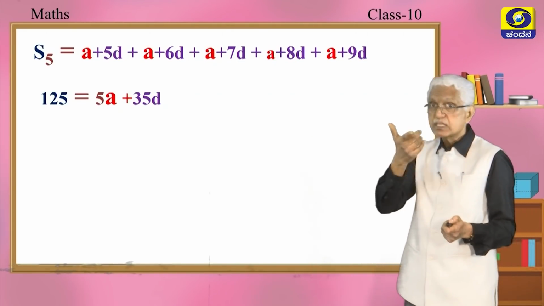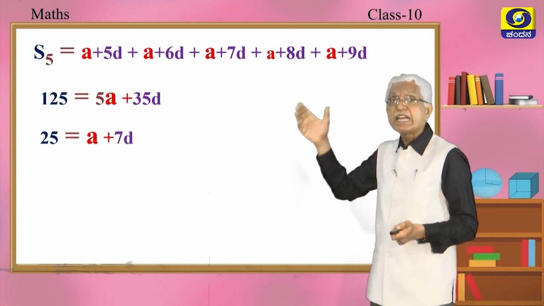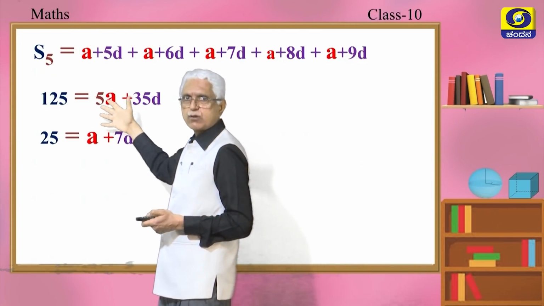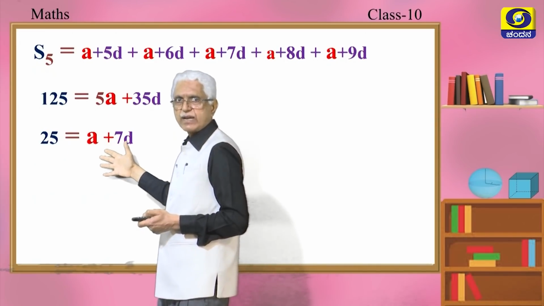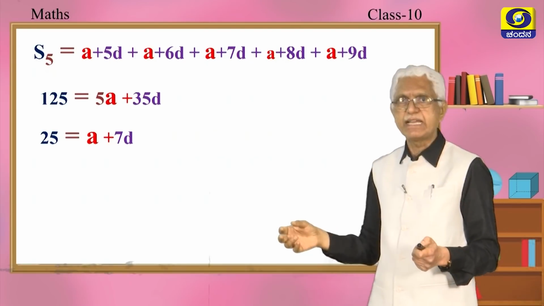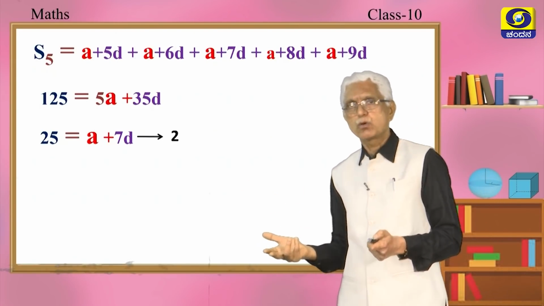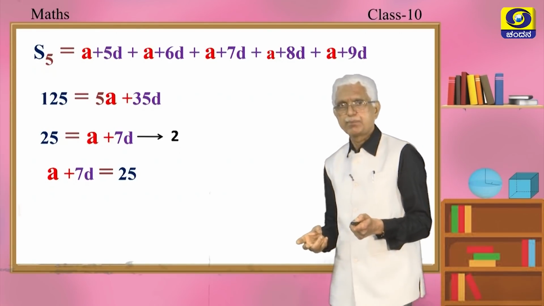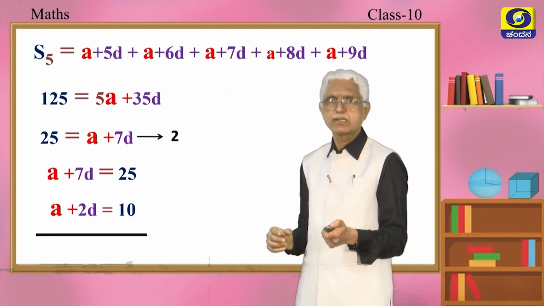Here again the same kind of simplification is being carried out. You had 125 is equal to 5A plus 35D, correct? 5 25s are, 5 1s are, 5 7s are, 25 is equal to A plus 7D. Call this equation number 2. So, you got a pair of linear equations, my dear children. A plus 7D is equal to 25. The first equation was A plus 2D is equal to 10.